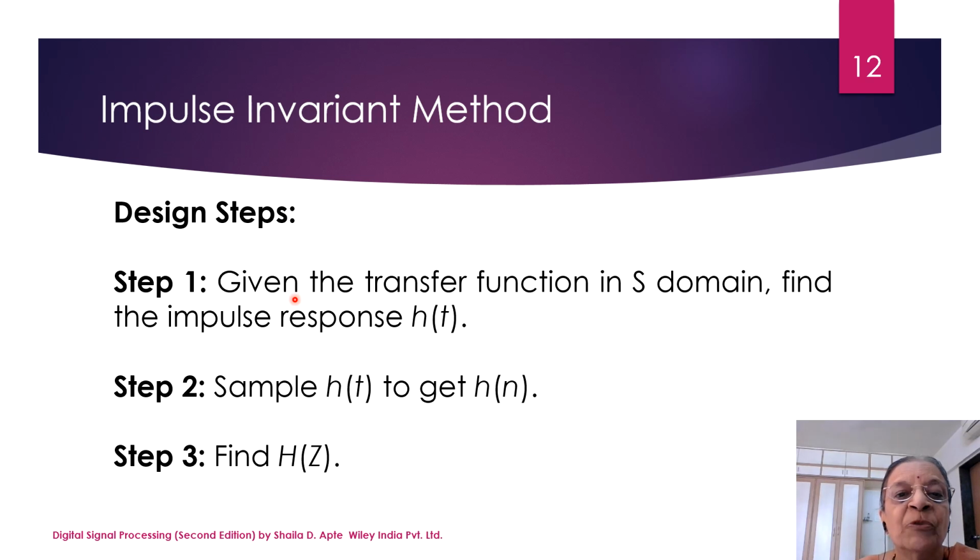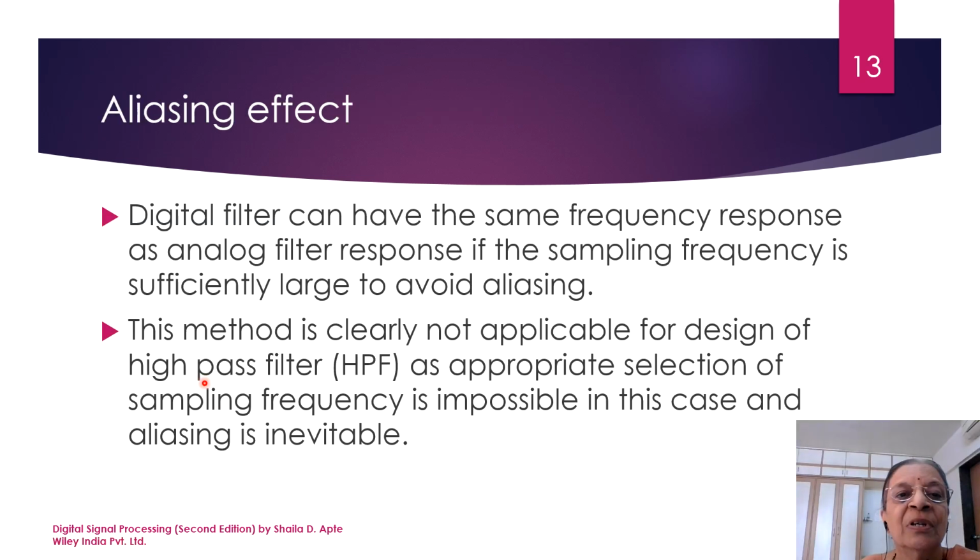So the design steps would be like this. Given the transfer function in S domain, we first find the impulse response h of t. Then we sample this h of t to get h of nT, so we put t equal to nT, n into capital T. Then simply drop that T because T is constant, and we get h of n. And then we convert it into the z domain by taking the z transform. So this is the procedure.